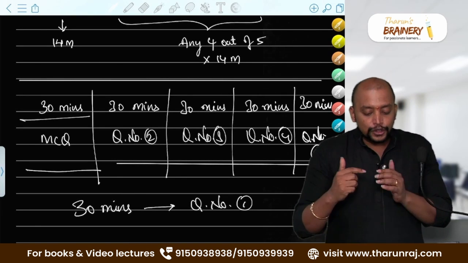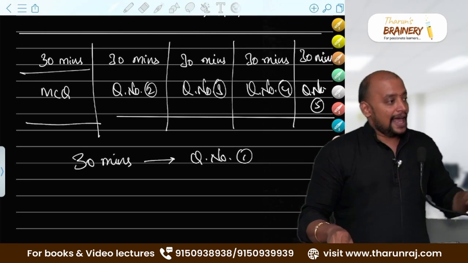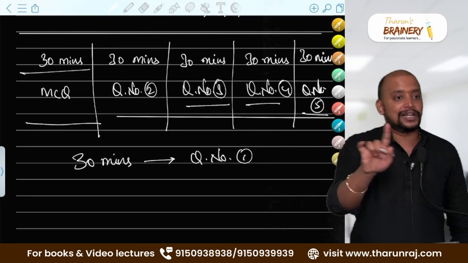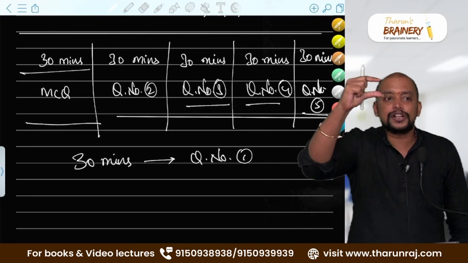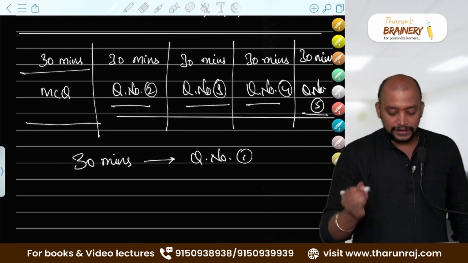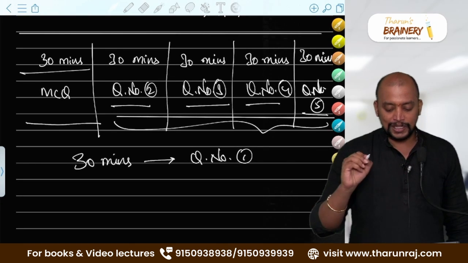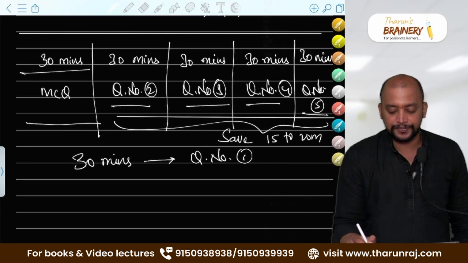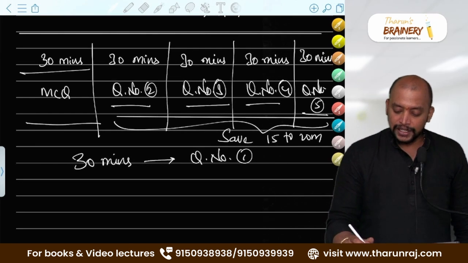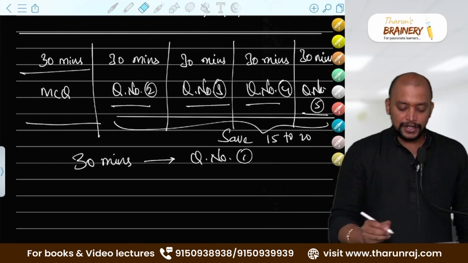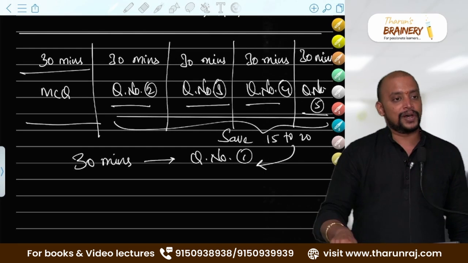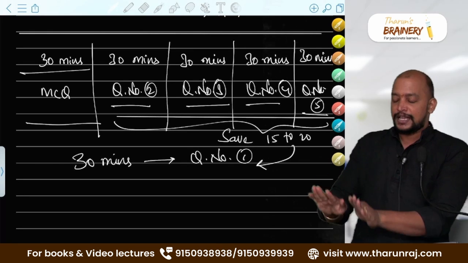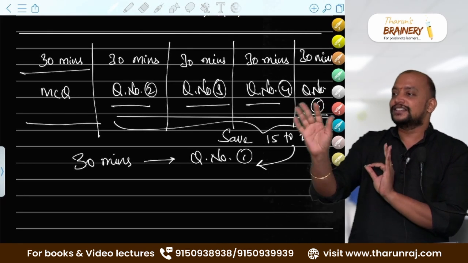But when you do it this way, what will happen is that question number 3, 4, 5 and all will not take 30 minutes, because these are all small questions. So I know that you will be able to save easily 15 to 20 minutes. That 15 or 20 minutes you try to use for question number 1. So happily you will get 45 minutes for question number 1. Patiently sit, last that only.